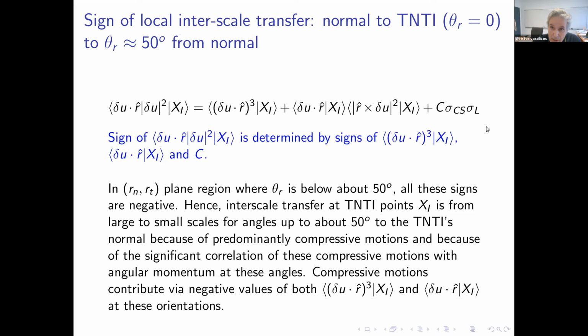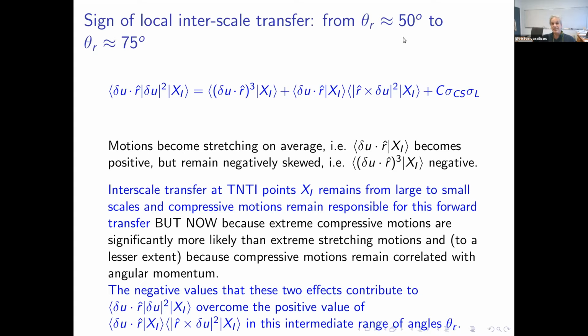Now, in this intermediate range, where what happens is the least obvious, between 50 degrees and 75 degrees, so not quite normal to the interface, not quite tangent, then what happens is different. Now, on average, you are stretching, not compressing anymore. But you are skewed towards compressing. And the correlation between compression and the angular momentum remains sizable. And these effects appear to overwhelm the average effect, which is of stretching. And therefore, even though on average it appears as if you are stretching and you would have thought that perhaps you have an inverse cascade, overall it actually adds up to again a forward compressive cascade for these angles.